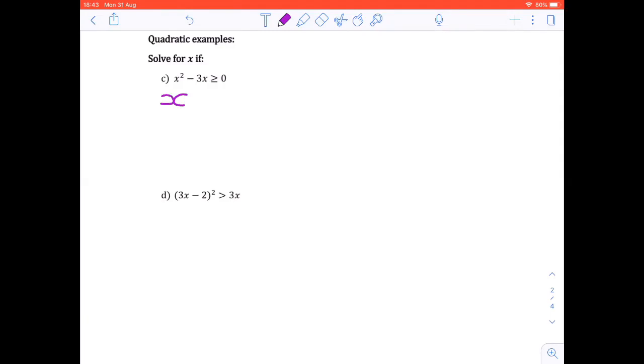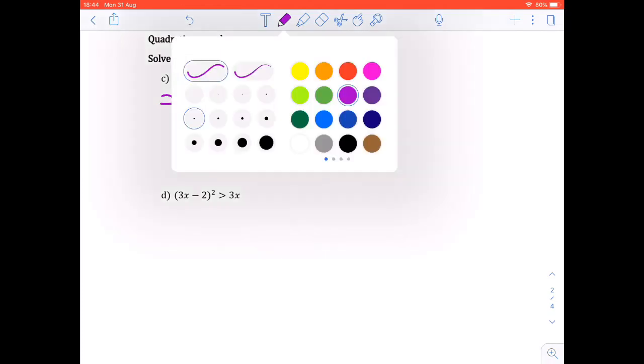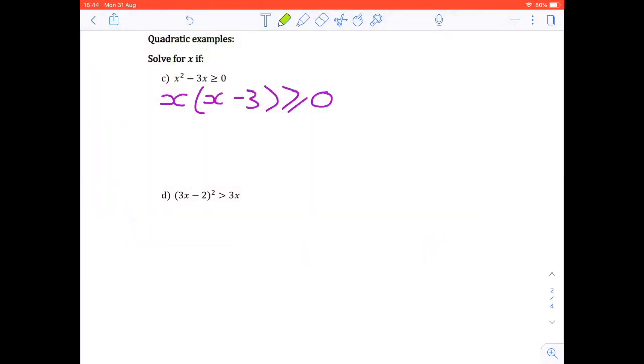So we can take out a common x, and we're left with x minus 3 is greater than or equal to 0. At this point, if this was an equation, you would write this out as x equals 0 or x equals 3. Basically, you're just solving each part, making it equal to 0. You would have made x equal to 0 and x minus 3 equal to 0, which simplifies to x equals 3. But because this is a quadratic, we don't do that same thing.